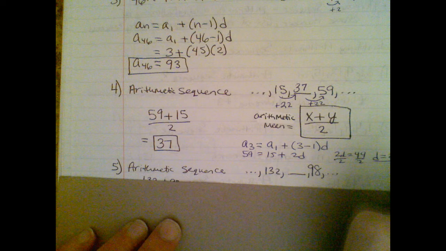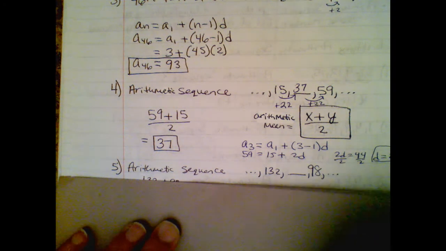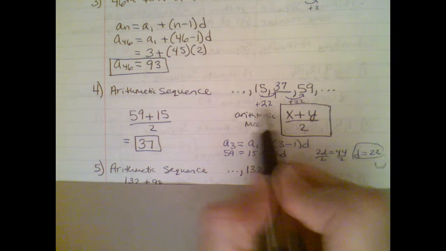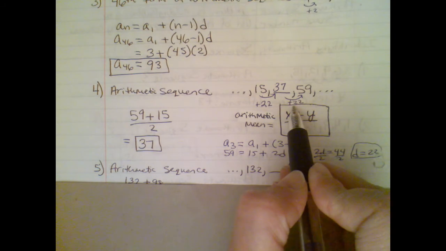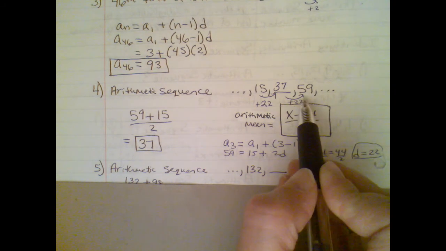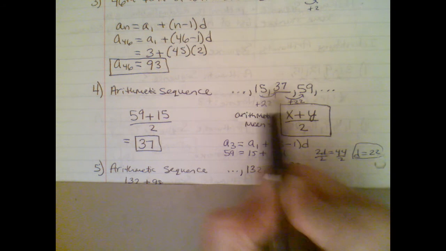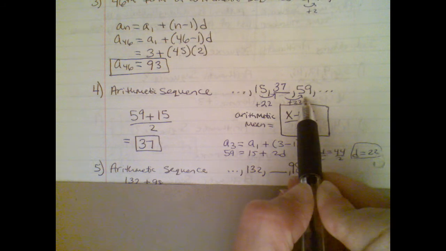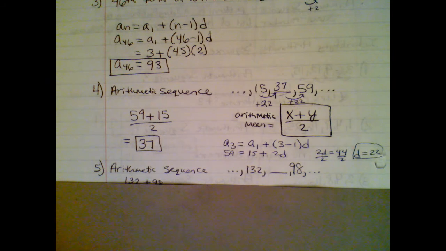If you do it this method, notice we solve for the d. The d stands for common difference. So that is giving us this number right here, our pattern. We're adding 22 each time. So if we use that, 15 plus 22 would get 37, the missing middle number, plus 22, and then we would end up with the next number.